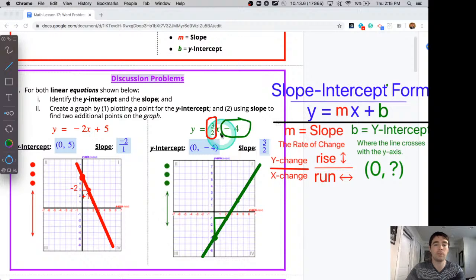Alright, hopefully that helps you out. Hopefully you're in good shape on the first Khan Academy assignment already this week to build these graphs from linear equations.